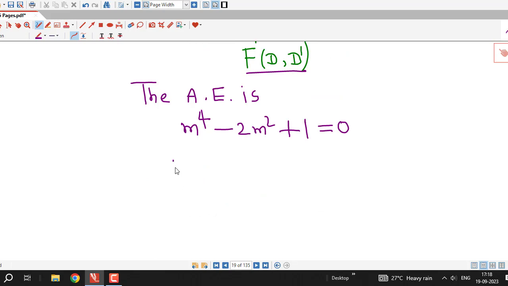Now we solve this auxiliary equation. If we observe, this left hand side can be written as the square of m square minus 1, and that is equal to 0.